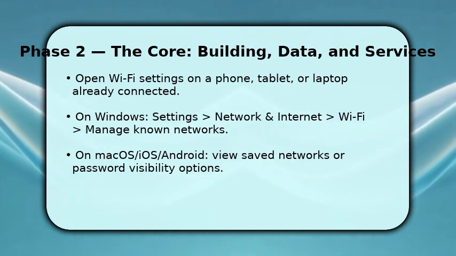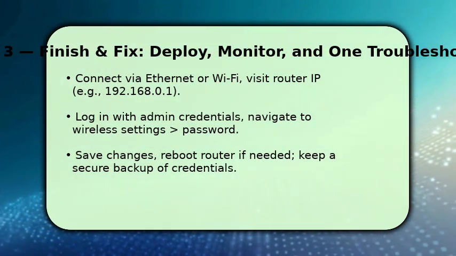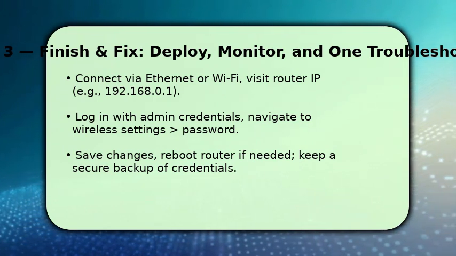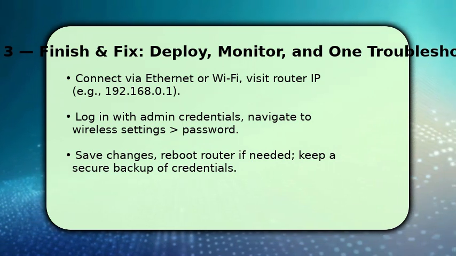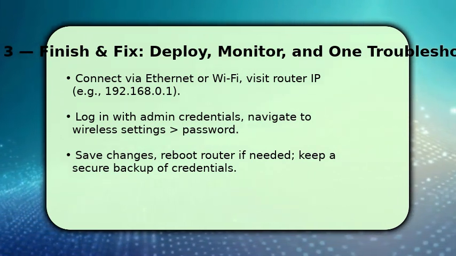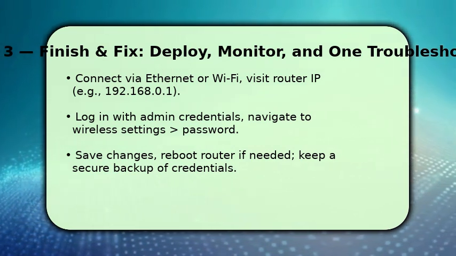If devices don't reveal the code, you must log into the router's admin page. You connect with Ethernet or the network, open a browser, and enter the router IP such as 192.168.0.1, then log in with the admin account. Once inside, go to Wireless or Wi-Fi settings to view or reset the network password. Remember why? This is the definitive source.